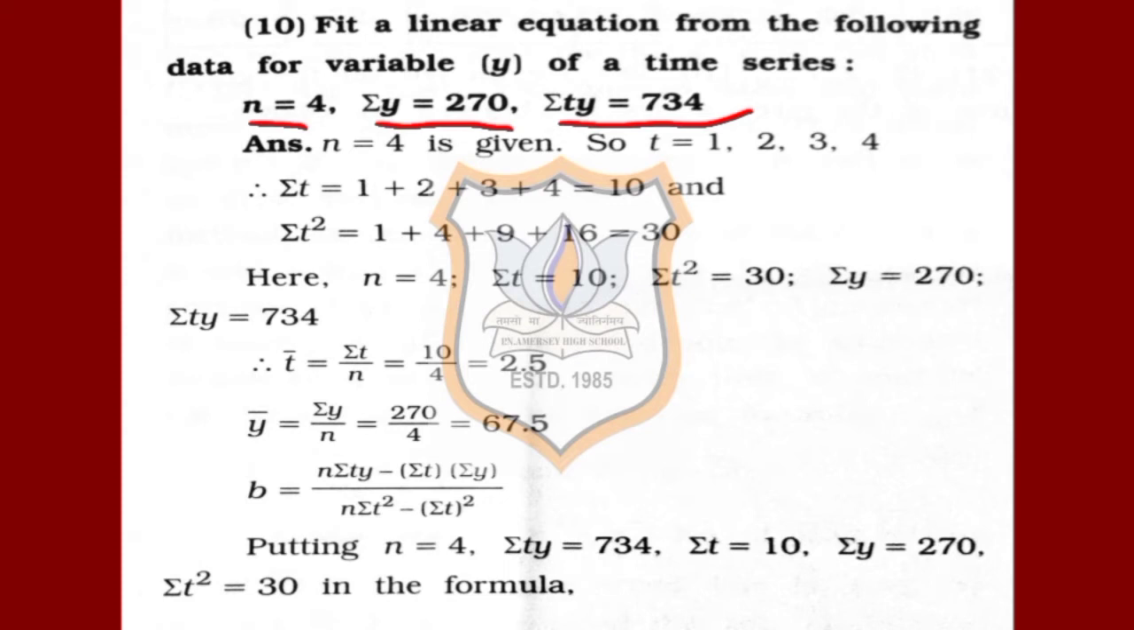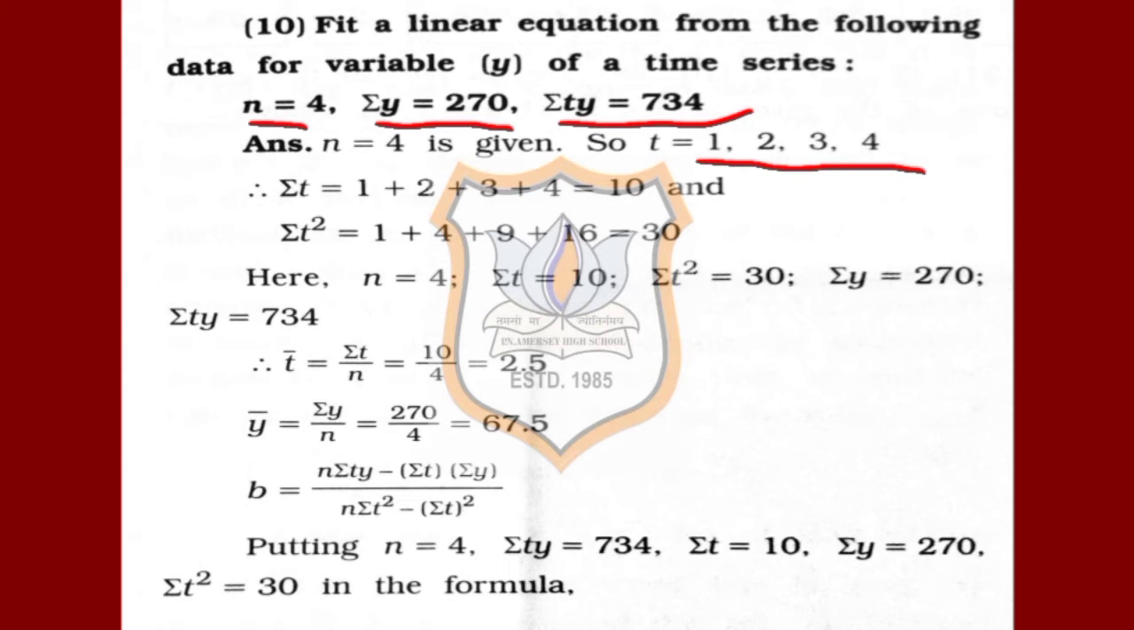So what will be the value of t? We will start from 1. Up to what we have to go? 4. So t will be 1, 2, 3, 4. These will be the values of t. Because total is 4, from first you start giving and up to 4 we have to go. So t will be 1, 2, 3 and 4.